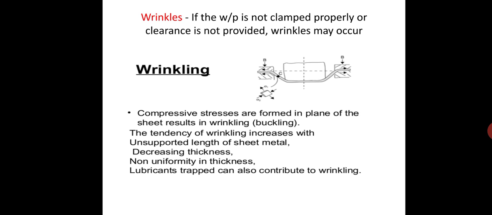The next characteristic is wrinkling. If the workpiece is not clamped properly or clearance is not provided, wrinkles may occur. Compressive stresses formed in the plane of the sheet result in wrinkling. The tendency of wrinkling increases with the unsupported length of the sheet metal. Decreasing thickness, non-uniformity in thickness, and trapped lubricant can also contribute to wrinkling.